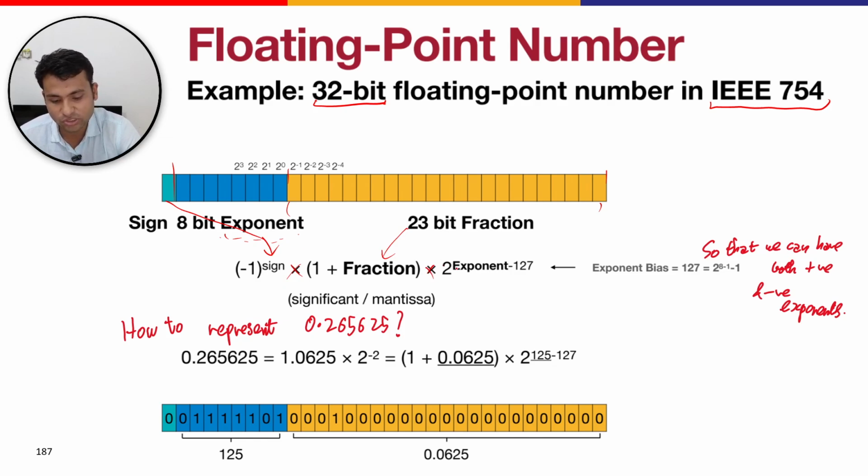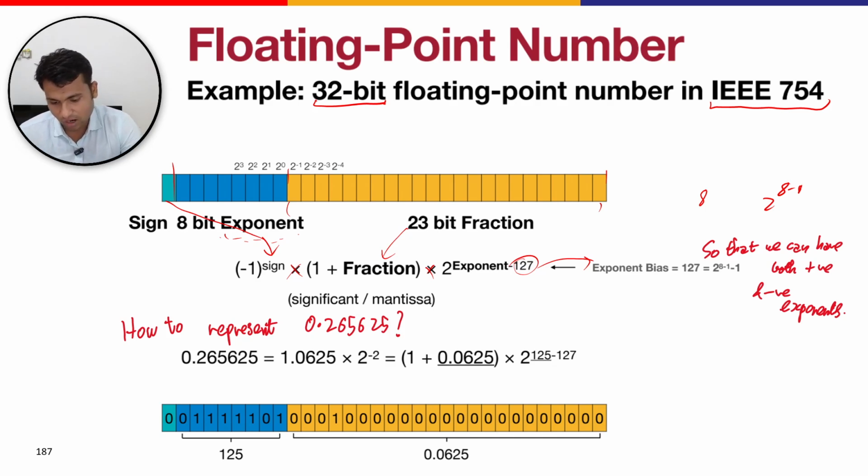And then 2 raised to the power exponent minus 127. Whatever exponent you are calculating here, minus 127. This 127 is known as the exponent bias, and it can simply be calculated from the number of bits you have. Let's say there are 8 bits, so the bias is 2 raised to the power 8 minus 1, all minus 1. This is to give both positive and negative exponents, so that's right at the middle point, right?